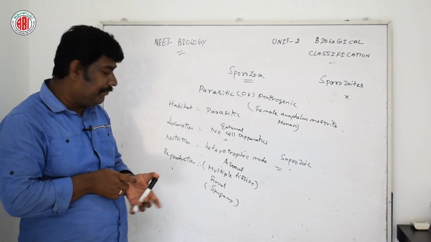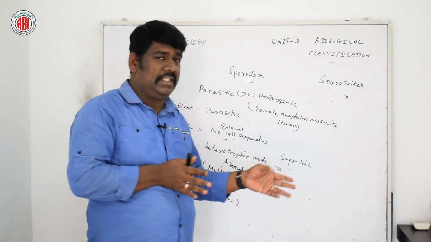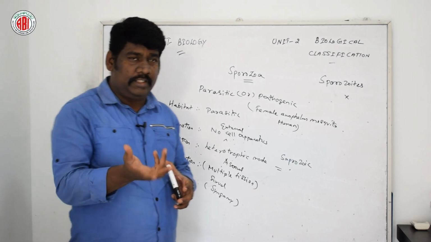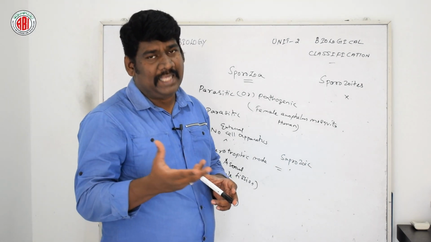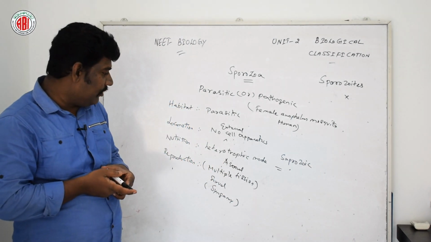Nutrition: the organism involves a heterotrophic mode of nutrition, that is saprozoic. They do not have plastids or the green color pigment involved in an autotrophic mode of nutrition.